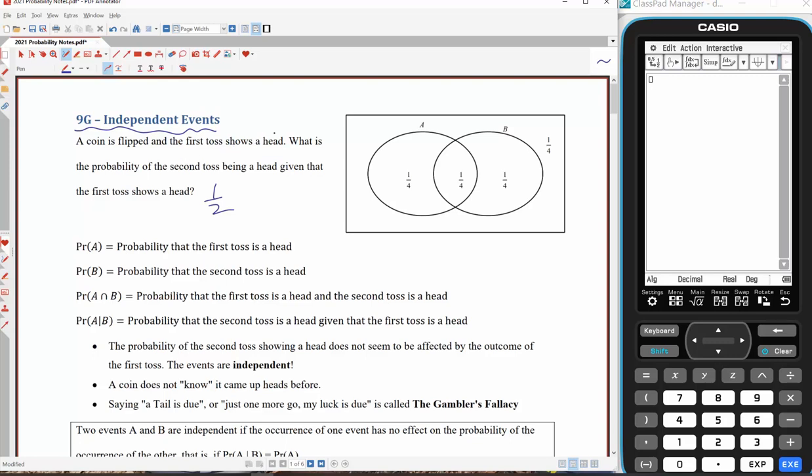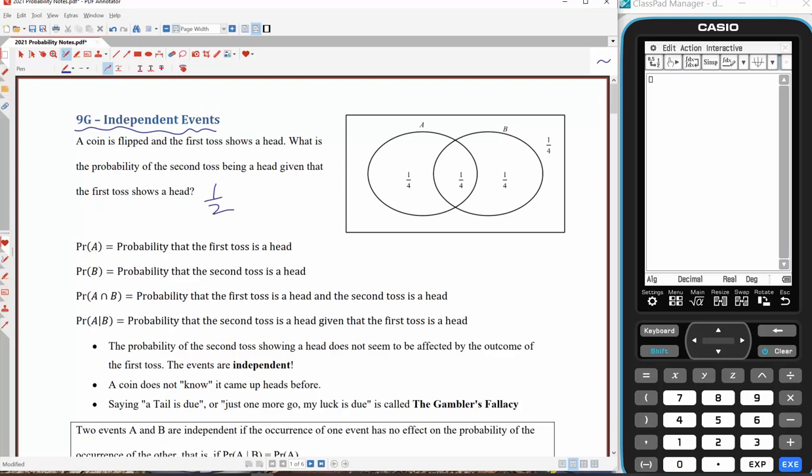That is, what's happened before doesn't actually affect the outcome of the next coin flip. So even though you know that the first coin toss is a head, the probability of getting a head the second time around is still just 1 in 2. Let's work that out mathematically.